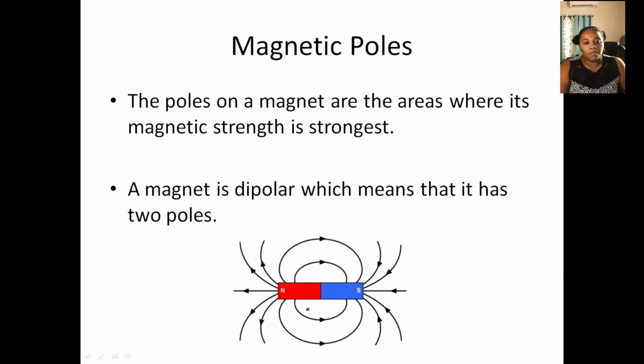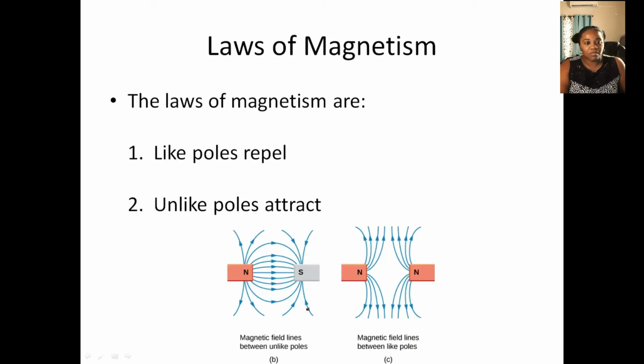The poles on a magnet are the areas where its magnetic strength is strongest. A magnet is dipolar, which means that it has two poles, the north and the south. The laws of magnetism are: like poles repel and unlike poles attract.